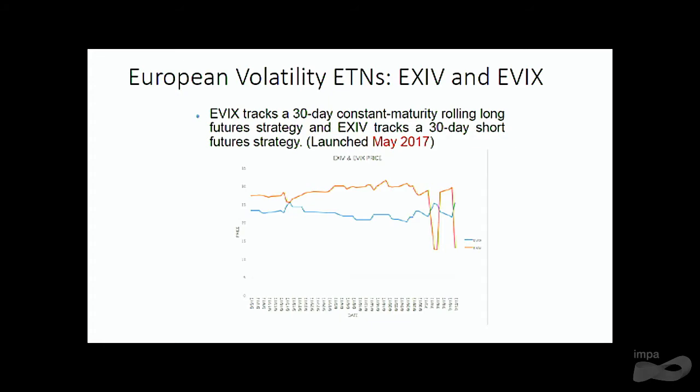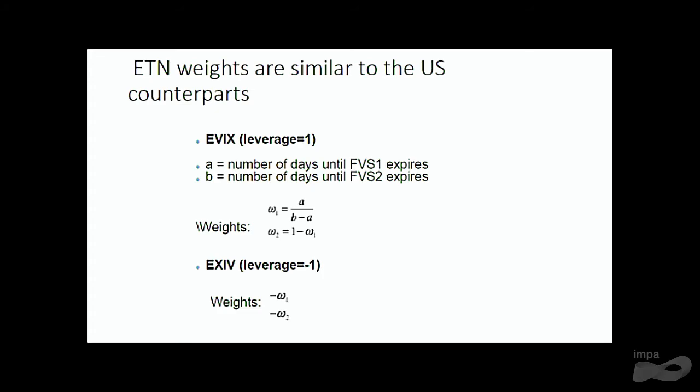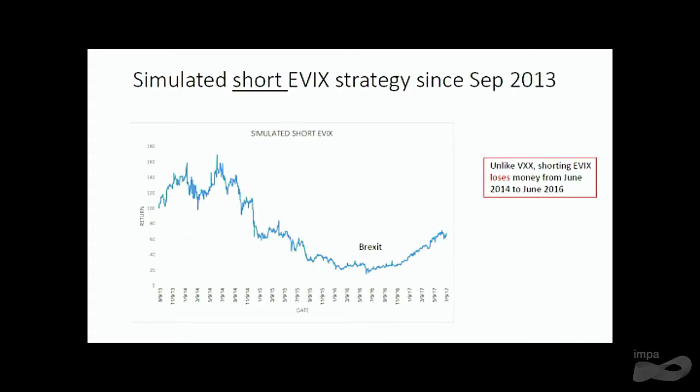They have no liquidity. But I studied the contract, I studied the prospectus, and in the prospectus you get weights, and the weights tell you that they're very much copied on VXX and XIV. Okay. So what if I short them? What if I simulate shorting them since inception?